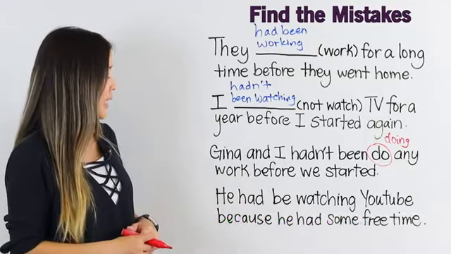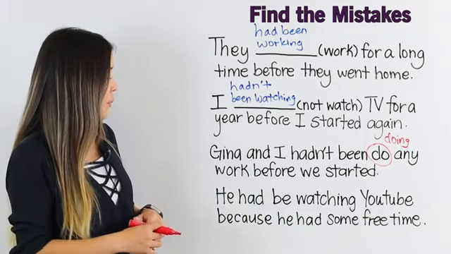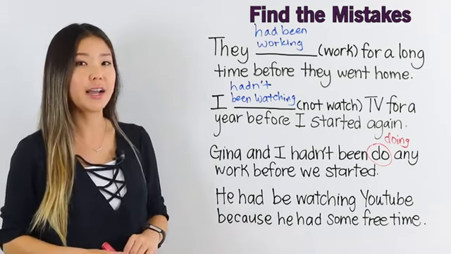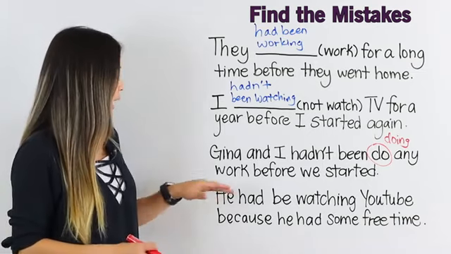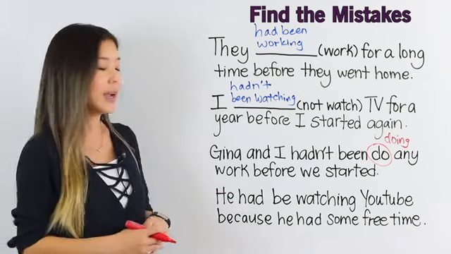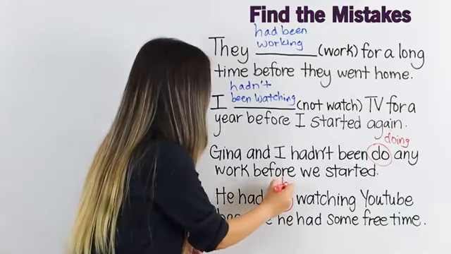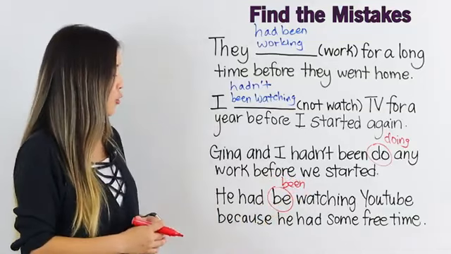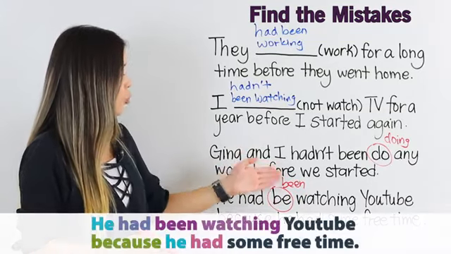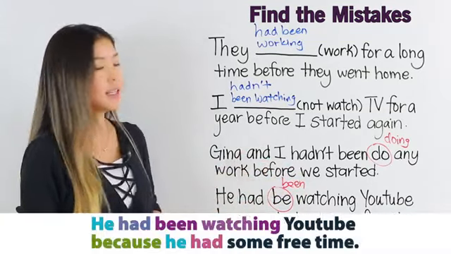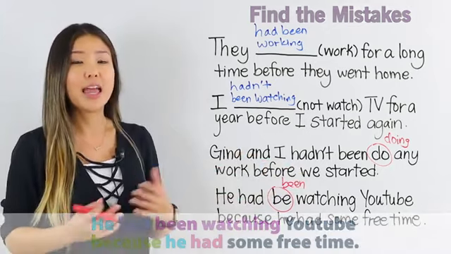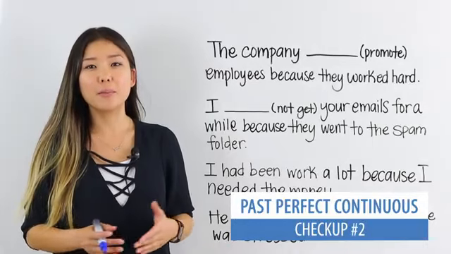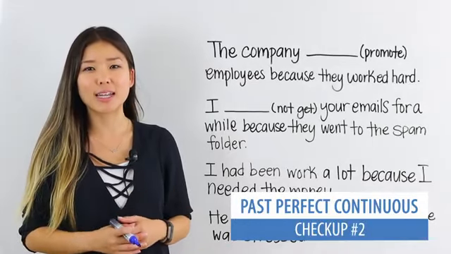Now, find the mistake here. He had been watching YouTube because he had some free time. He had, that's correct, but we need to change be to been. And watching is correct. So, he had been watching YouTube because he had some free time. Let's move on. Now, let's move on to another checkup of the past perfect continuous tense.